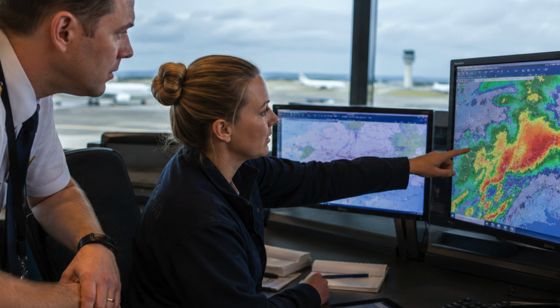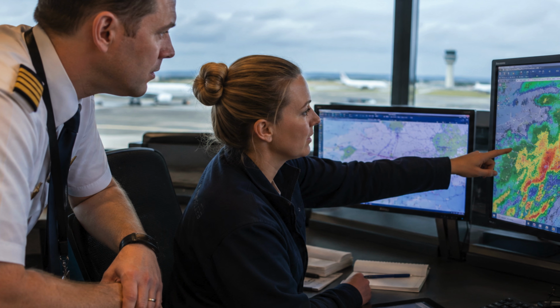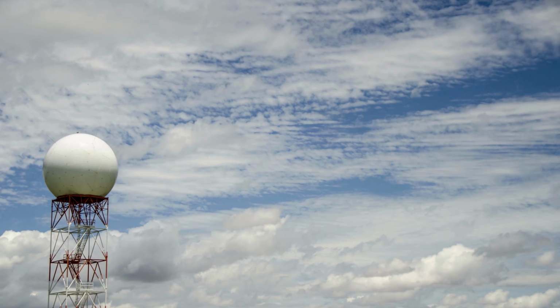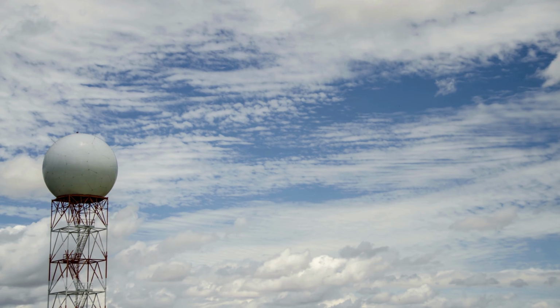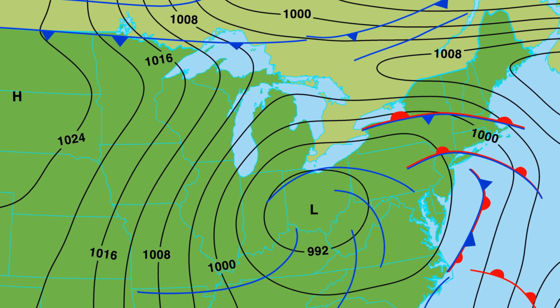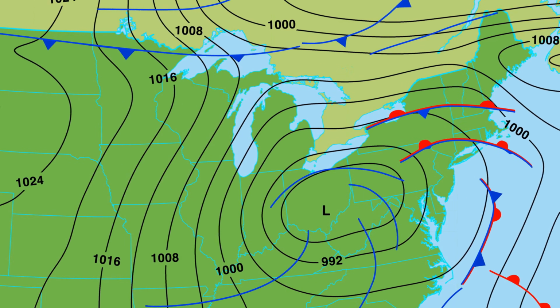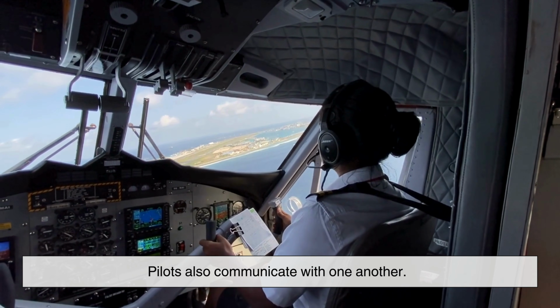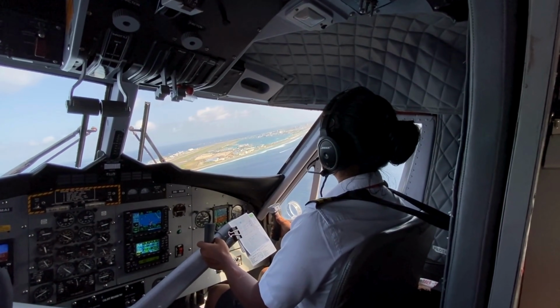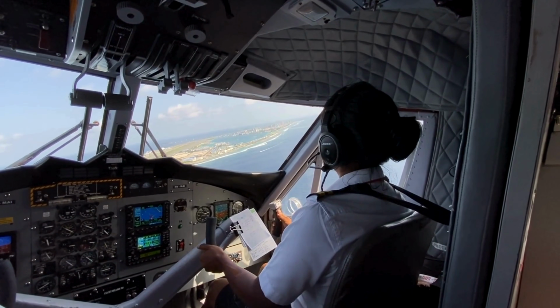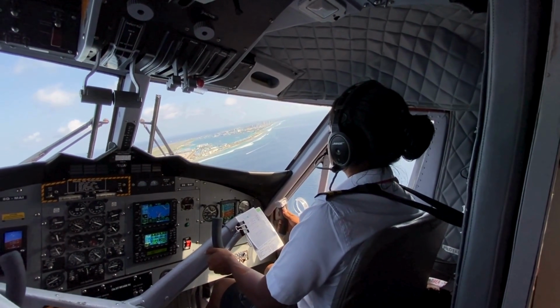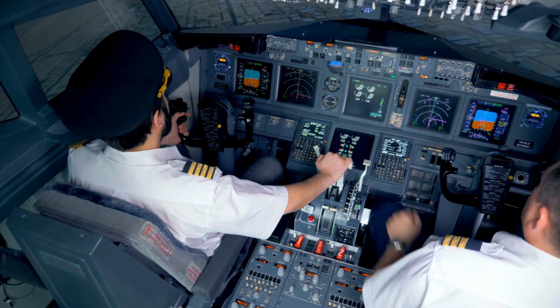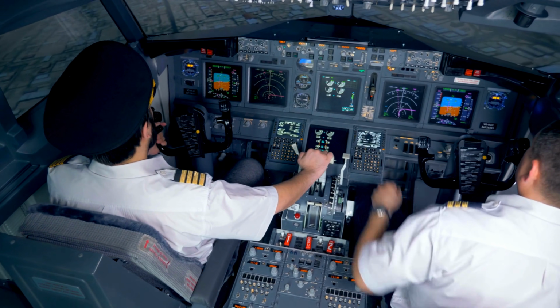Pilots and meteorologists work together to avoid rough conditions whenever possible. Weather radar helps detect storms and heavy precipitation, while forecasts provide information about jet streams and other atmospheric conditions. Pilots also communicate with one another. If one aircraft encounters turbulence, the crew can report its location and severity so that other planes flying nearby can prepare or choose a different route.